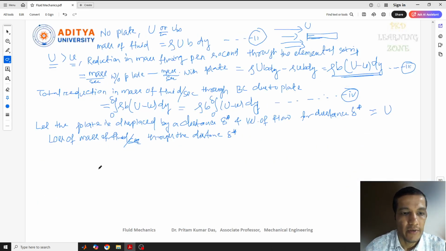So we need to find out this loss of mass of fluid through the distance of delta star. That one also you can write here. What is that? Same thing again, rho into V. That means this is equal to rho U delta star, the displacement thickness, and the width is B, same as usual. Now we need to equalize this equation. Give this equation 5.